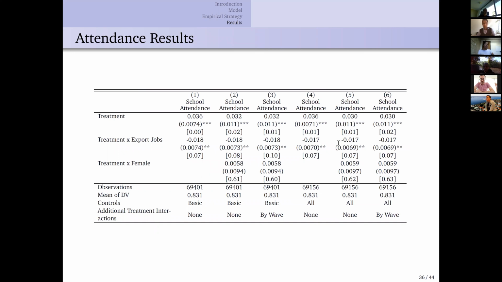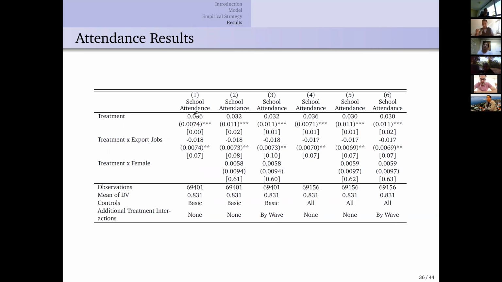All right, so here are the results. These are the attendance results first. We have basic controls, and then we add a number. Basic controls is just age and gender. The full set of controls includes a bunch of other household demographics. Each column basically adds something. So here we just have treatment by export jobs. Here we add this treatment by female interaction that doesn't seem to matter much. And then in the last column, the third column, we add the by wave interactions, and that doesn't change much either.